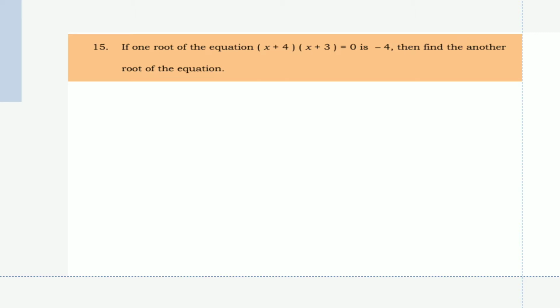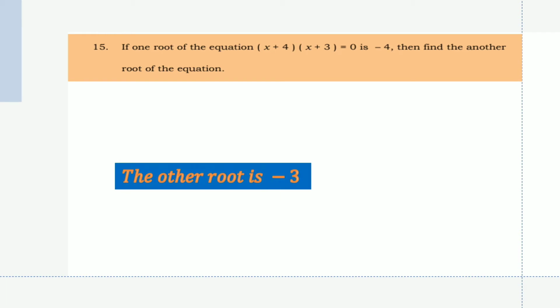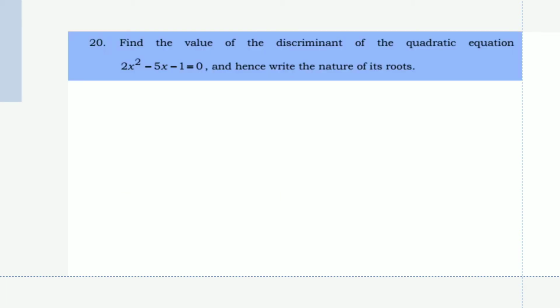If one root of the equation (x + 4)(x + 3) = 0 is 4, then find the other root of the equation. Definitely it is minus 3. Very easy question. It takes less than a second actually, not even a minute.